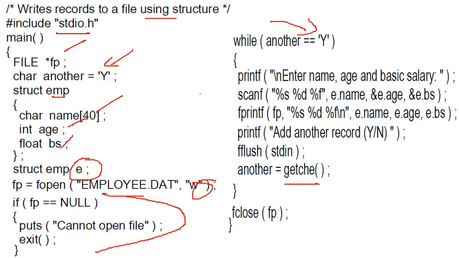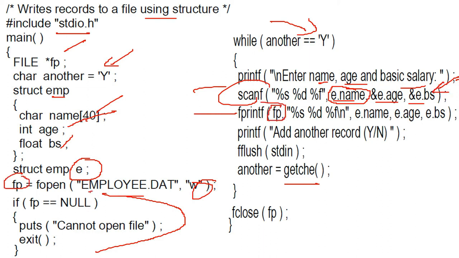So here we say printf enter name, age, basic salary, and we scanf it in ename, &e.age and &e.bs. Why have we not used ampersand here? Because this is a character array by itself. Now we use fprintf to put the values which we have got from scanf to the fp, that is the file pointer.